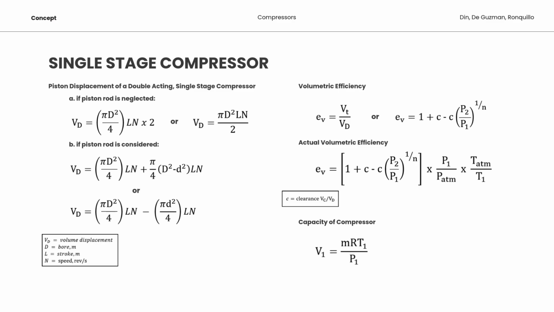Then, for the piston displacement of a double-acting single-stage compressor, first is if piston rod is neglected. The volume displacement is equal to pi times the diameter squared times the length times the speed over 2. Next is if piston rod is considered. The volume displacement is equal to pi diameter squared over 4 times the length times the speed minus pi the diameter squared over 4 times length times the speed.